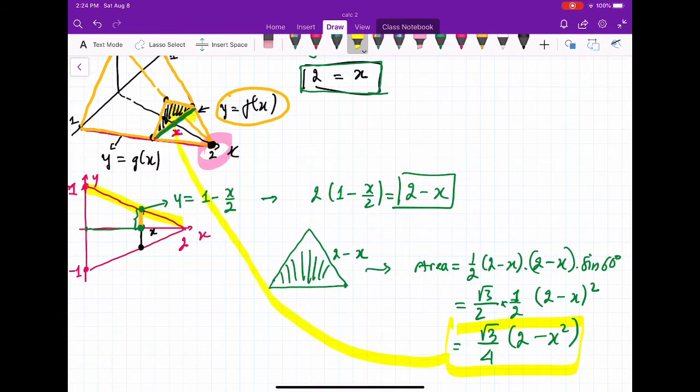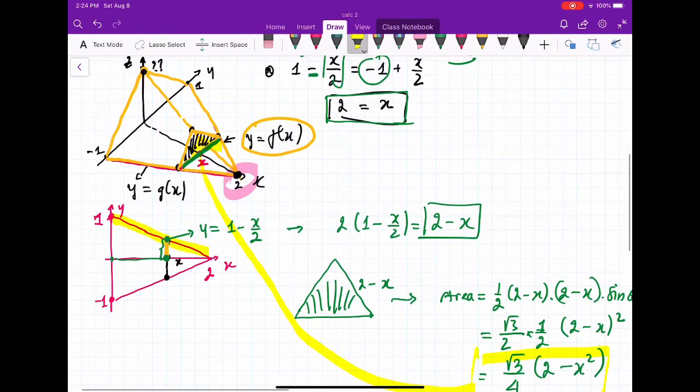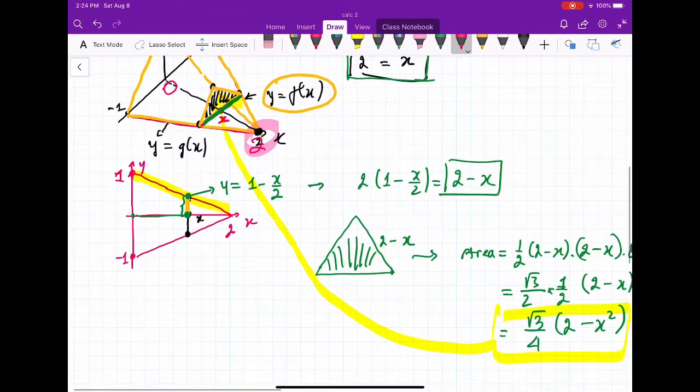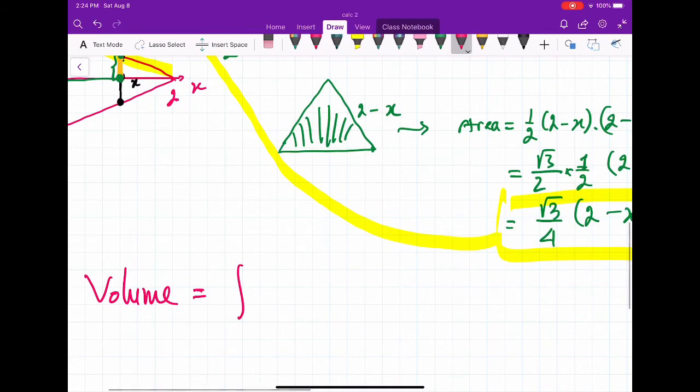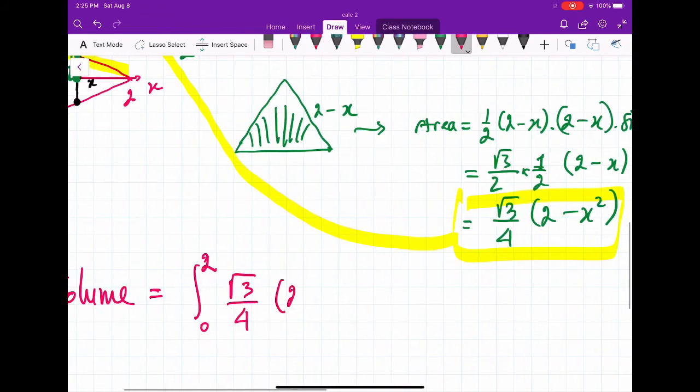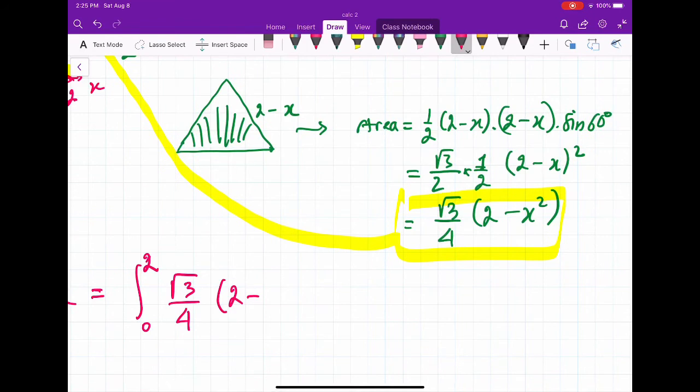Now if you move these cross sections along the x-axis from 0 to 2, you have the volume of that solid. So I can write here the volume is equal to the integral from 0 to 2. The area function is square root of 3 over 4 times 2 minus, oh my goodness, I made a mistake in here. It should not be 2 minus x, it should be 2 minus x squared right here. x squared and then dx.